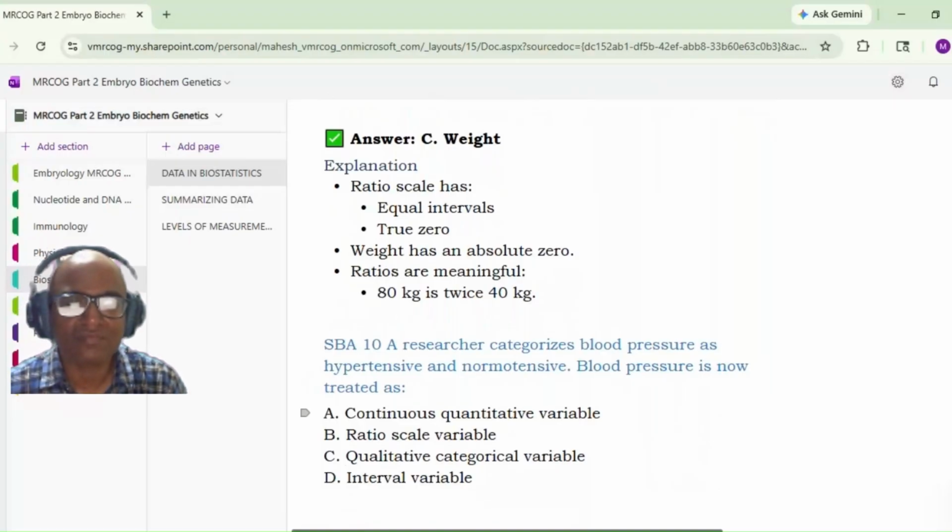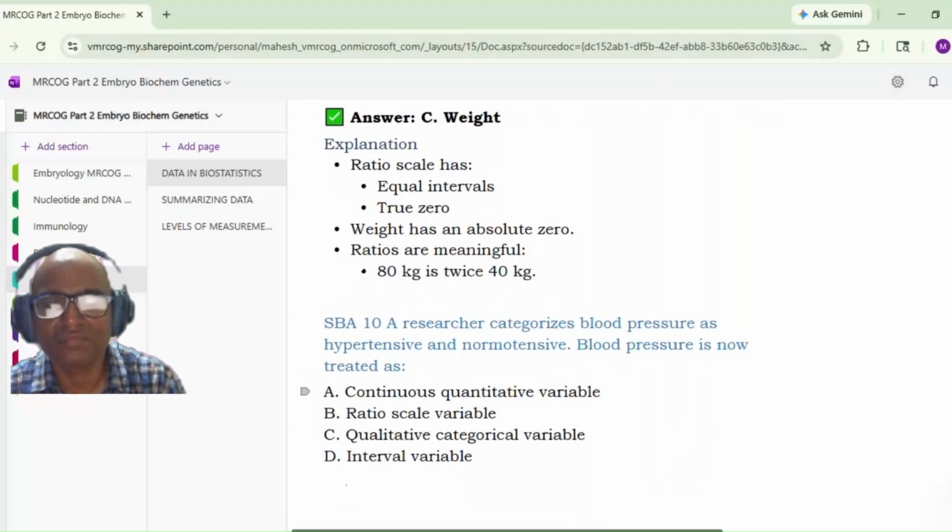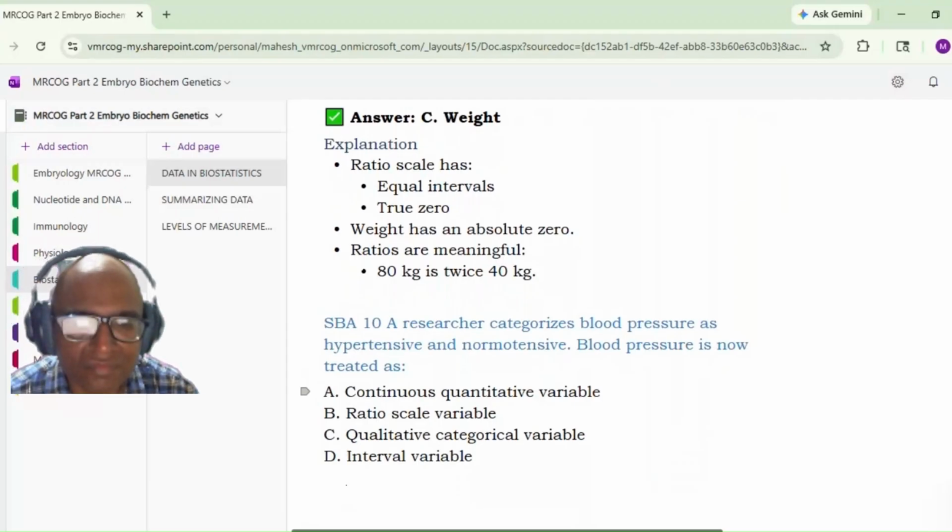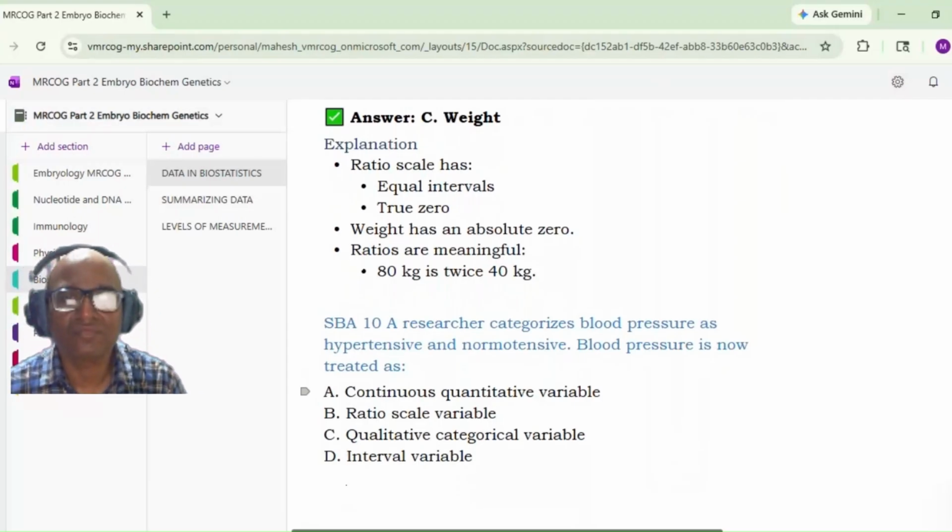Question number 10. A researcher categorized blood pressure as hypertensive and normotensive. Blood pressure is now treated as: a continuous quantitative variable, a ratio scale variable, a qualitative categorical variable, or an interval variable. So, qualitative categorical variable. Yes. It is a qualitative categorical variable.